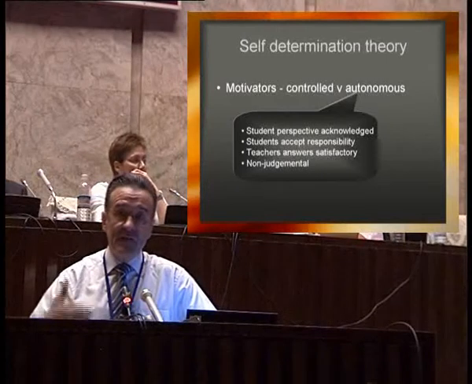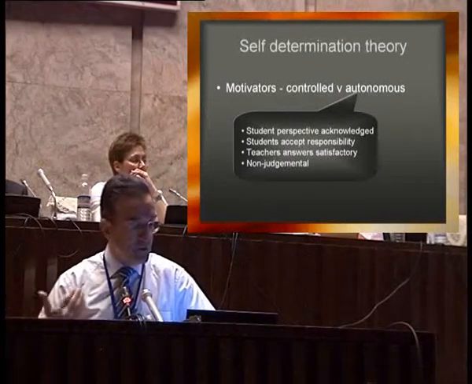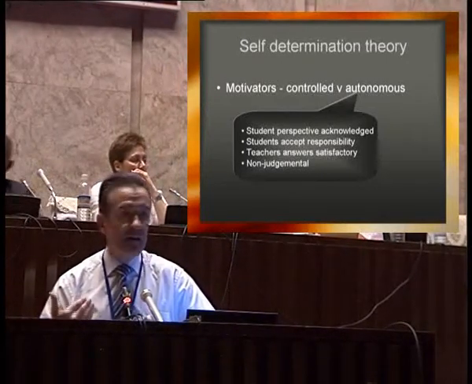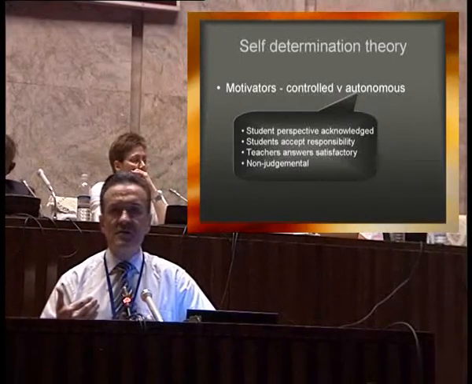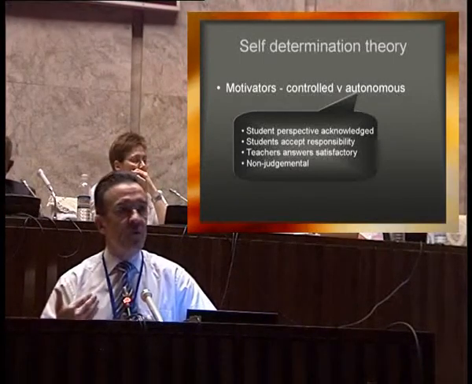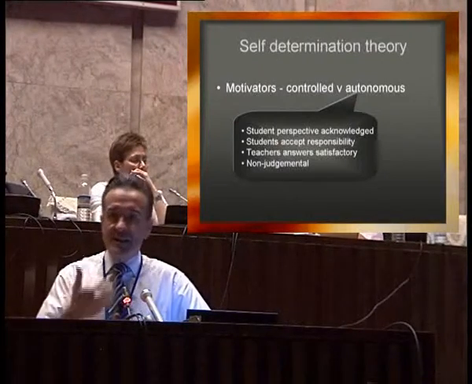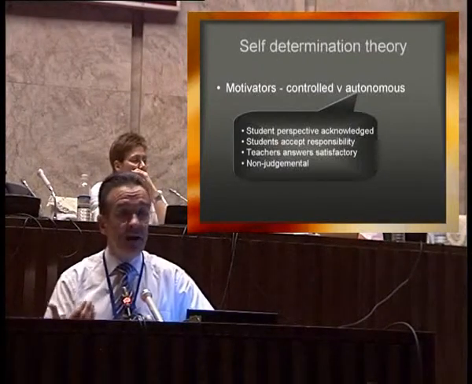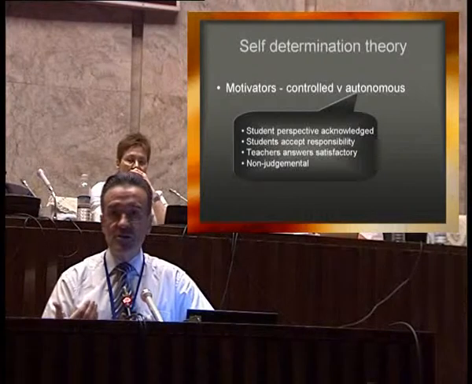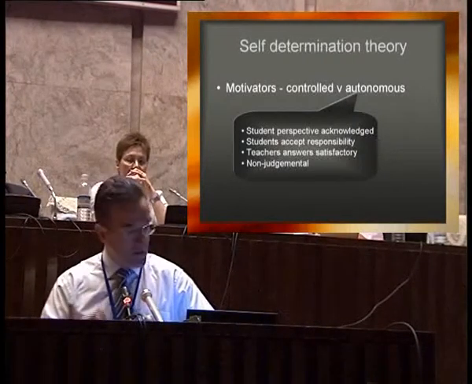If you are going to have autonomous learners, then the student's perspective has to be acknowledged. If the student says to you, I don't think it is worthwhile me learning that, rather than saying you have to learn it because I say you have to learn it, you have to have a proper discussion with the student as to why you think this is important.